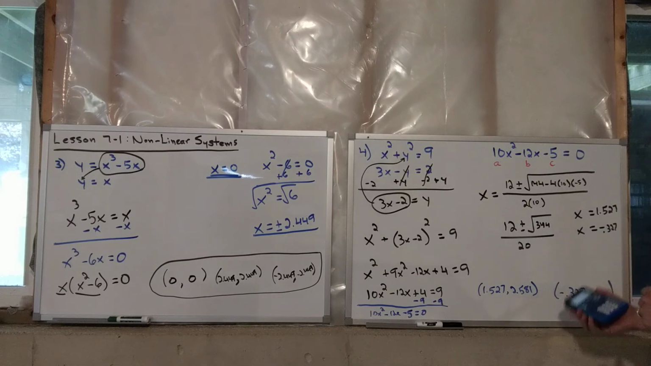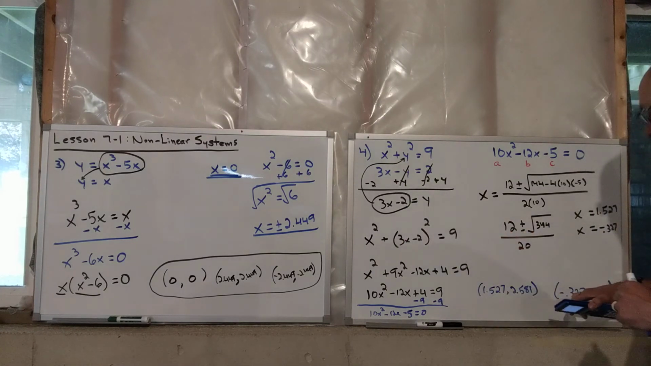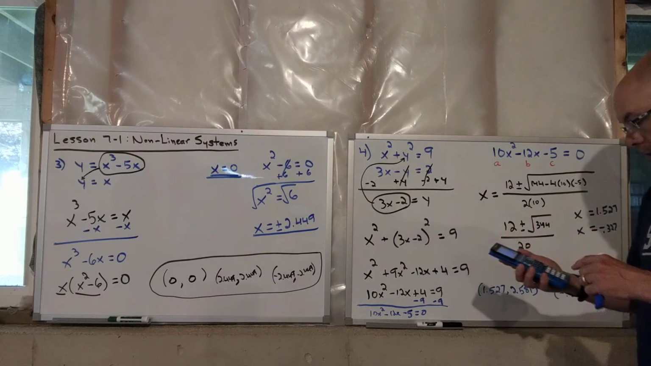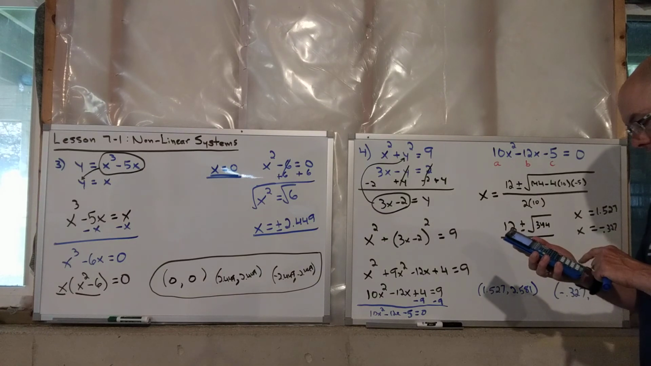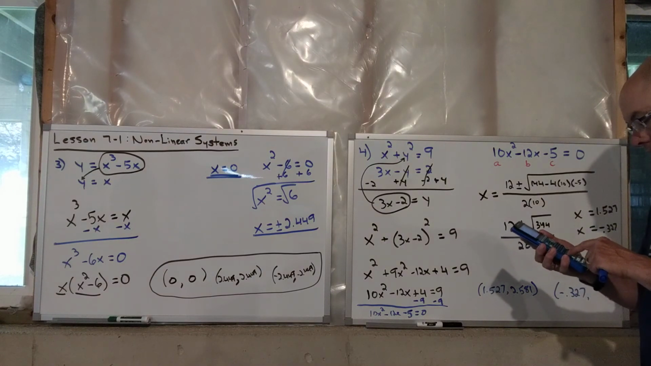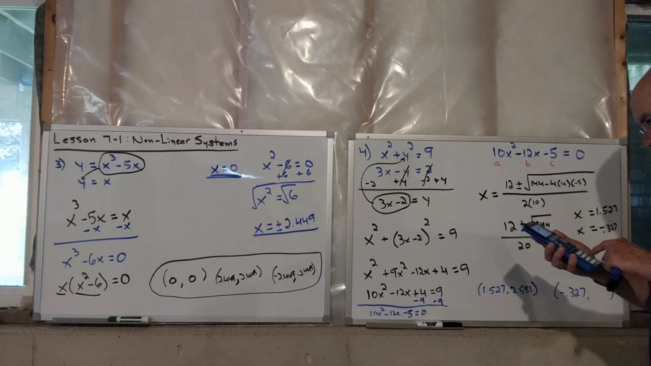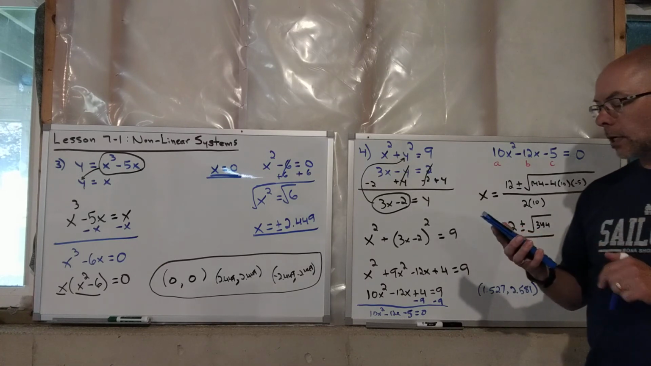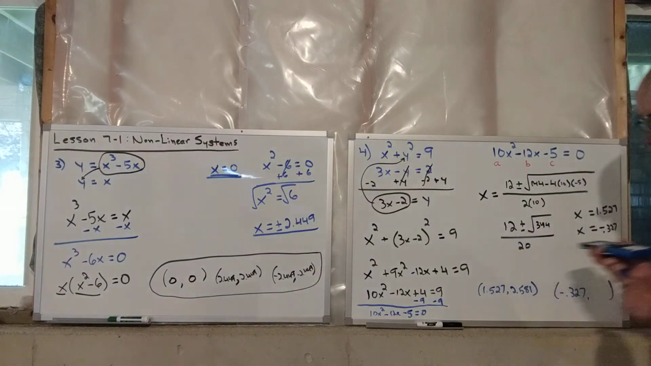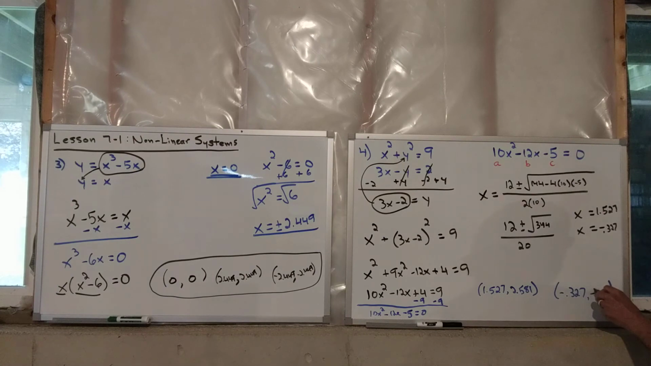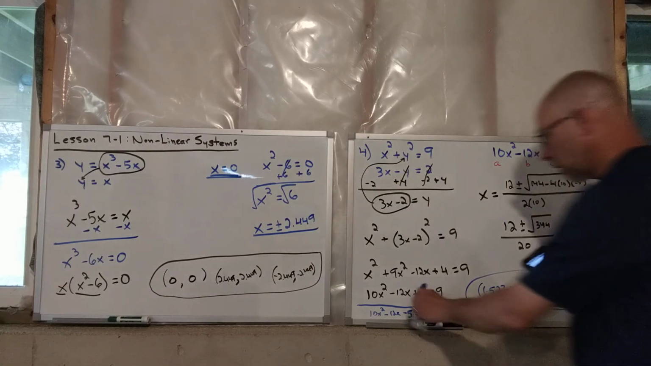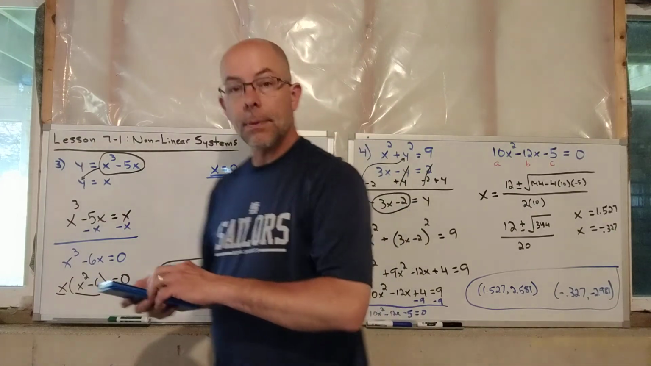And then same for this one. 3 times negative 0.327 minus 2. So 3 times negative 0.327 minus 2. We're looking at negative 2.981. All right, so that's that, people.